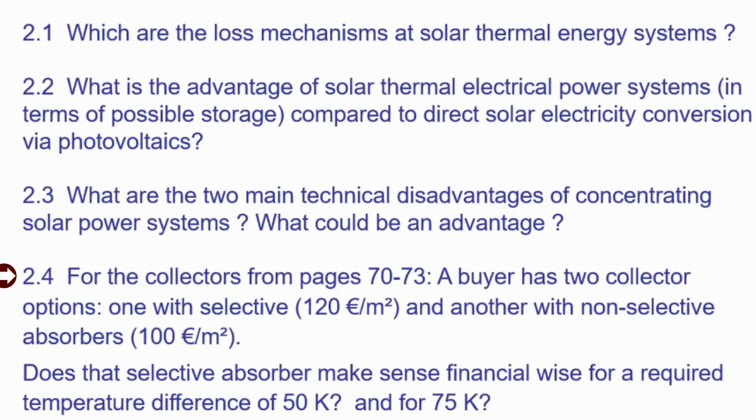One with a selective coating, it's a bit more expensive. It costs 120 euros per square meter. Another with a non-selective absorber costs only 100 euros per square meter. He wants to know whether it makes sense to spend more money on the selective absorber when the required temperature difference is 50 Kelvin. Or the second part of the question is if it would be 75 Kelvin.